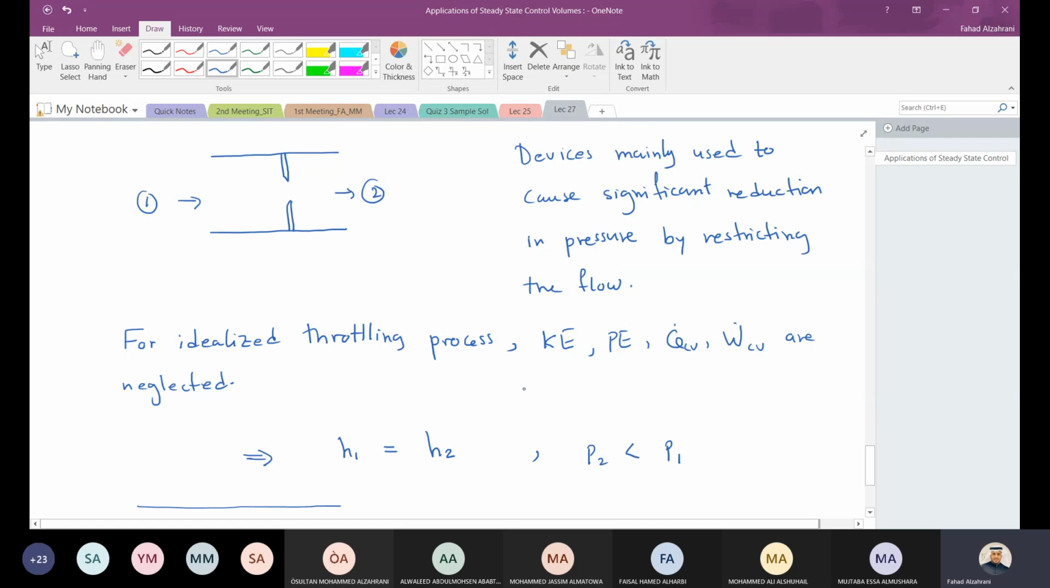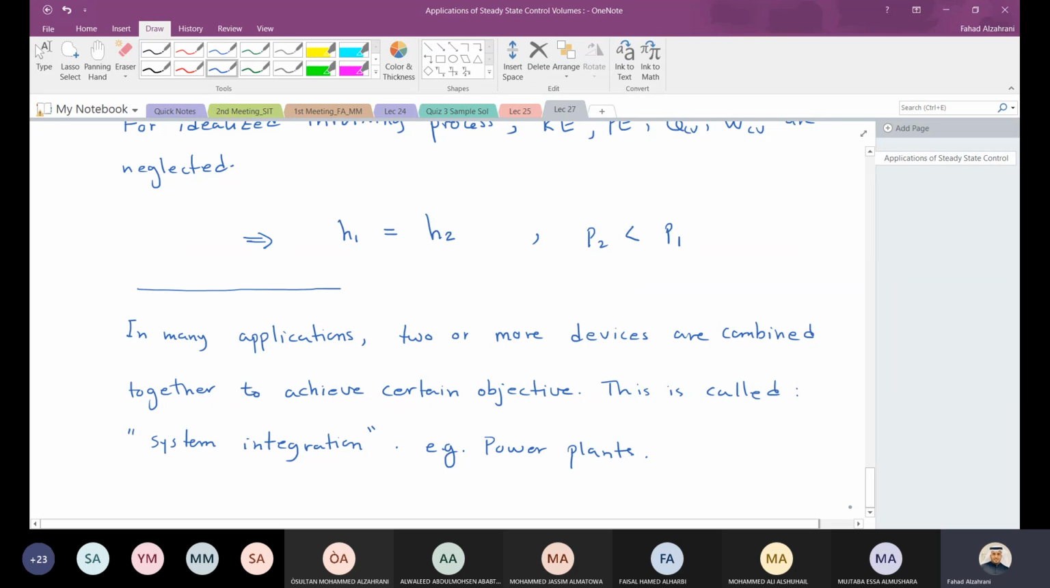The last point I wanted to mention here is that in many applications, guys, 2 or more devices are combined together to achieve a certain objective. Not only one device is used in the application. I could have multiple devices, 2 or more, used in a combined system so that they achieve certain objectives. This is called system integration.